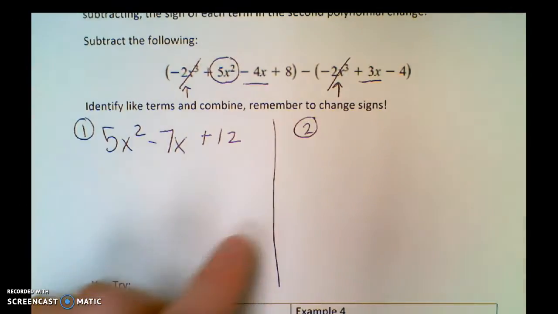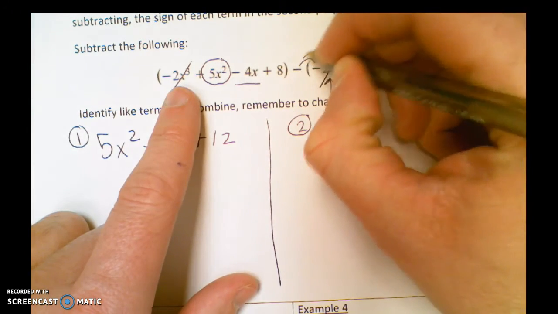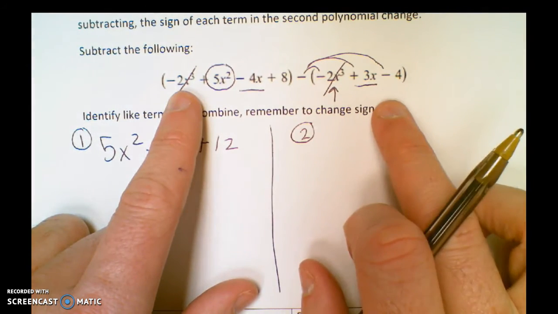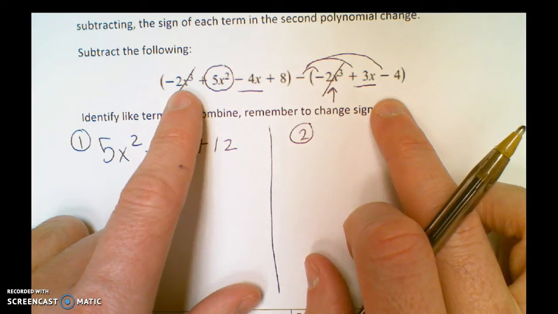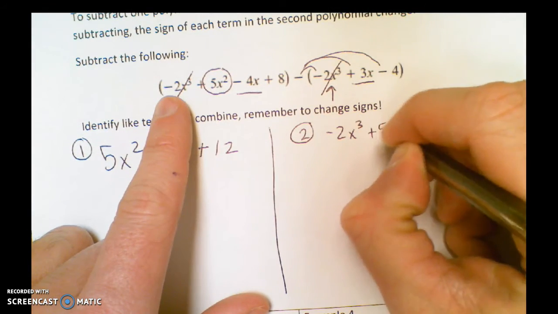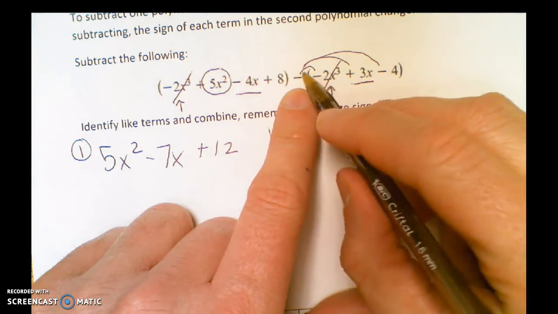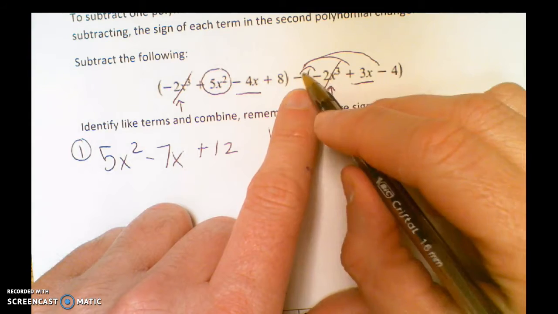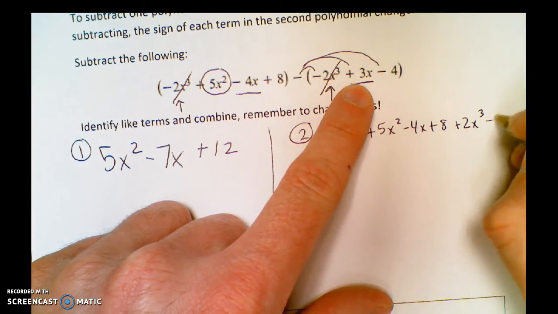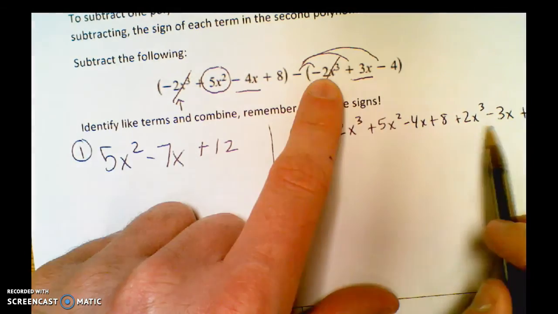The other method of doing this problem is removing the parentheses, but in order to remove the parentheses, you have to distribute the negative, which means you basically just change the signs only in the second polynomial, and then just add. So the first polynomial stays the same. It's negative 2x to the third plus 5x squared minus 4x plus 8. But now I'm distributing my negative only to the second polynomial. So negative negative makes positive 2x to the third minus 3x plus 4. So these ones just change their signs.